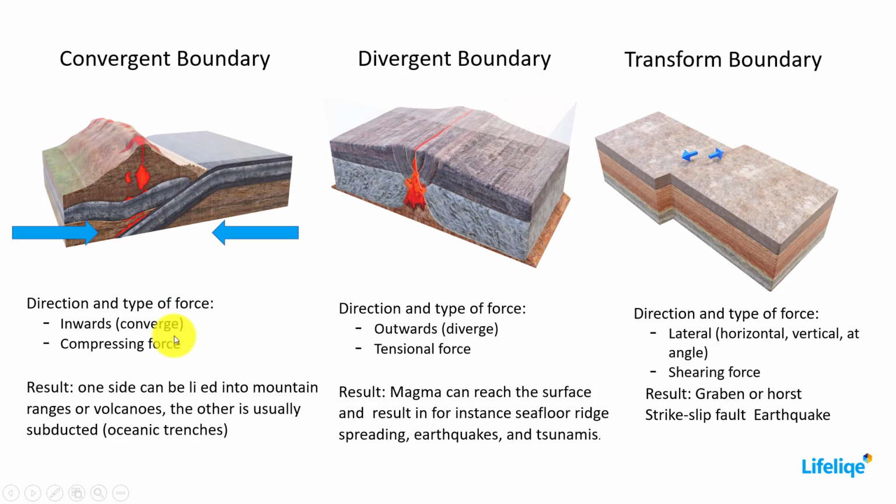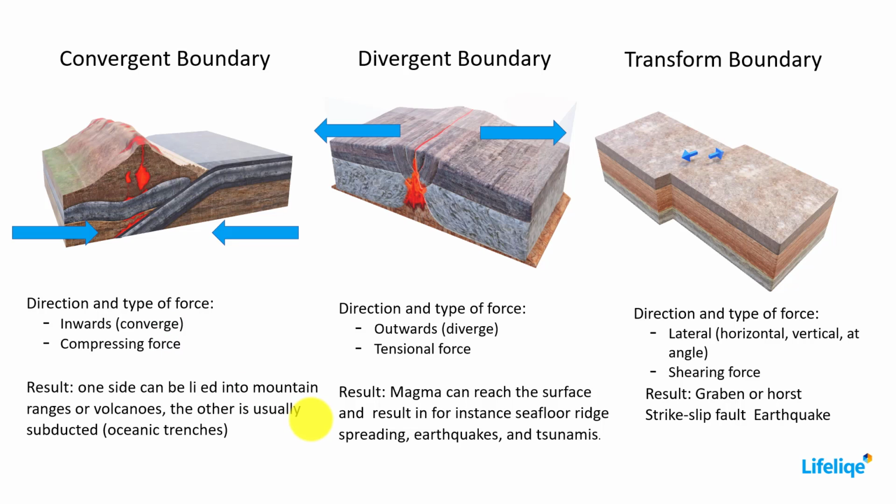So the direction and type of force is inwards, so converge means to come together, and it's a compressing force. As a result, one side can be piled up into a mountain range or a volcano, and the other is usually subducted, and this is where we have our oceanic trenches.